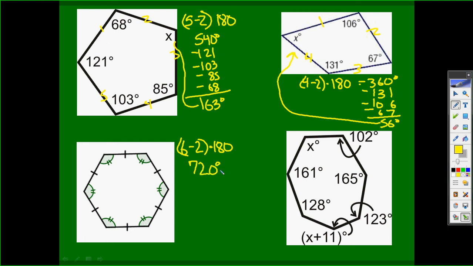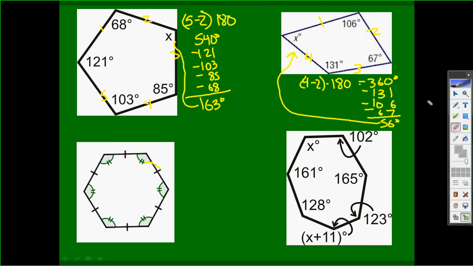And if I want to find the angle measures, because I have 6 angles and they're all the same, I can simply divide by 6. And I find that each angle measure is equal to 120 degrees. So each of these angles would be congruent at 120 degrees. And this division only works with regular polygons.